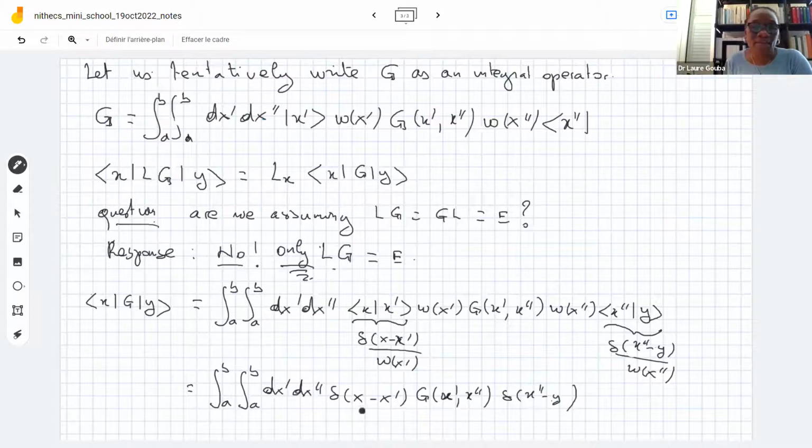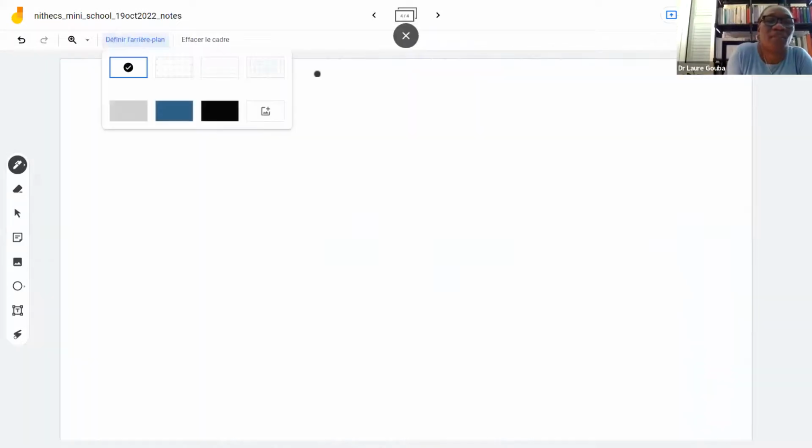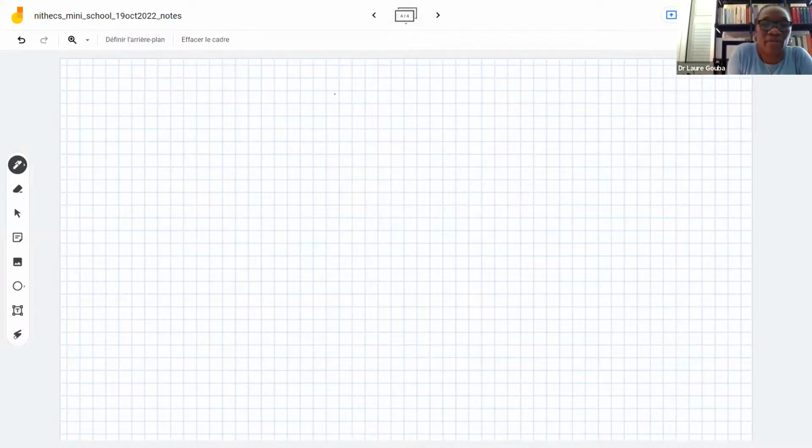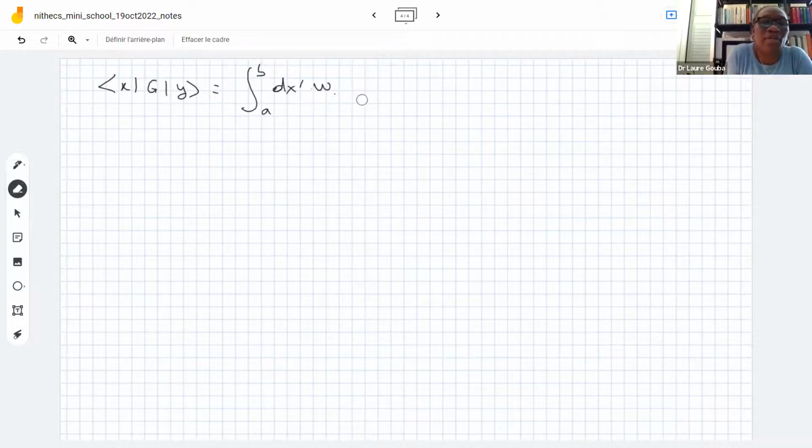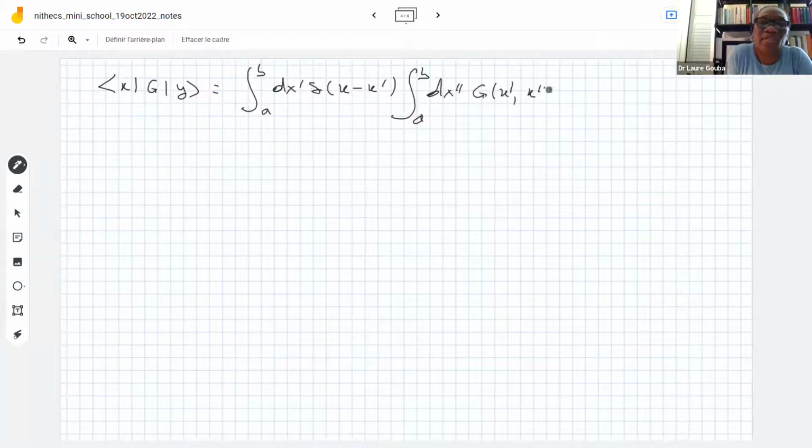Okay, but since I have this, I will see how I arrange this double integration to make it see well. So what do we have? We have that G y is the integral from a to b dx prime ω(x′) δ(x − x′), then the integral from a to b dx″ g(x′, x″) δ(x″ − y).